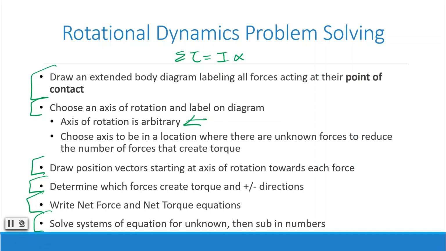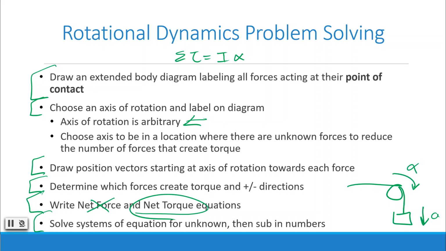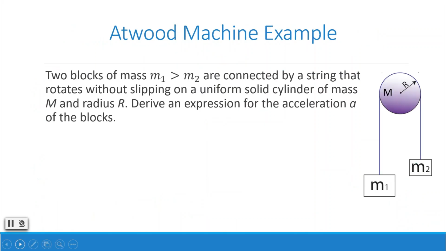Sometimes you don't need the net force equations. Sometimes you just need net torque equations. But there are some cases where you may need both, especially when there's both linear motion and rotational motion going on, such as if you have a pulley that is rotating at the same time you have a block that is moving linearly. You might need both. So let's look at our Atwood machine.